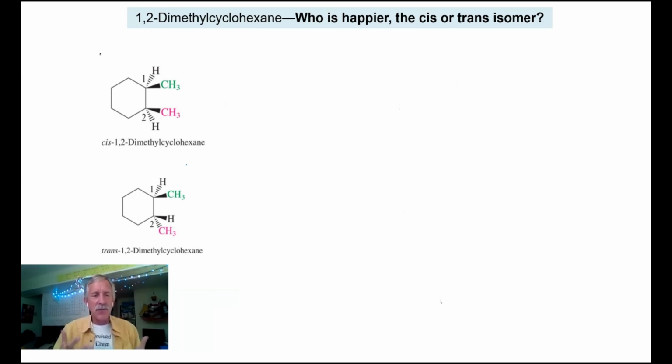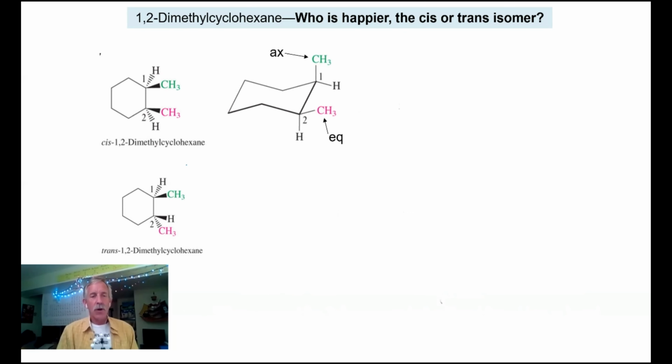If you had to build 1,2-dimethyl cyclohexane, would you build me the cis isomer or the trans isomer? That's the question. Let's take a look. If I start putting these into a chair conformation, what I want you to really, really harp on here is that just because these are both pointing up and both wedges does not mean that they are both axial. Or both equatorial. It's a very common misconception.